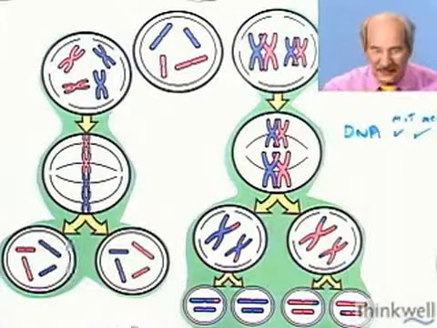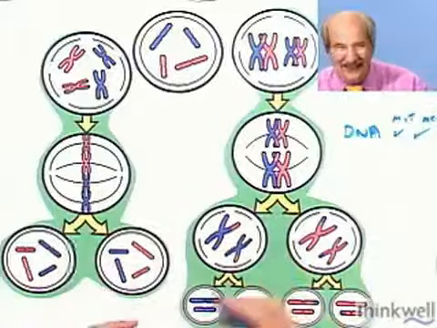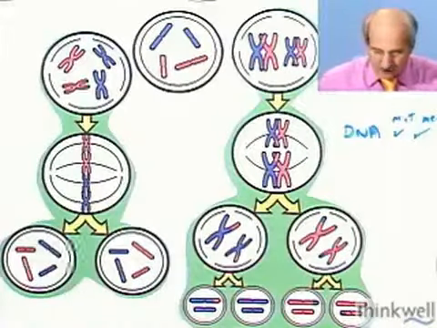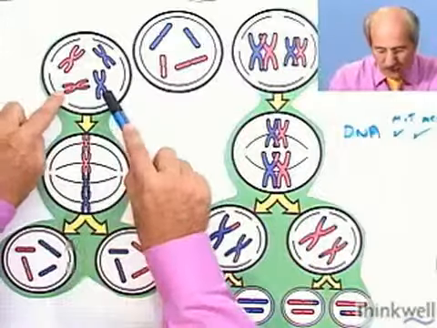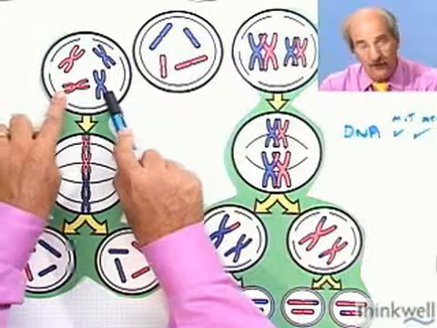What's the second thing? The number of divisions. We'll get to that at the end. Let's take a look at what happens next. In mitosis, we see no rhyme or reason in prophase. The chromosomes are simply doubled.